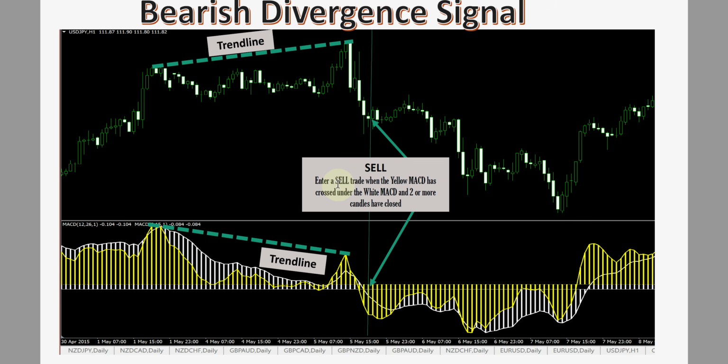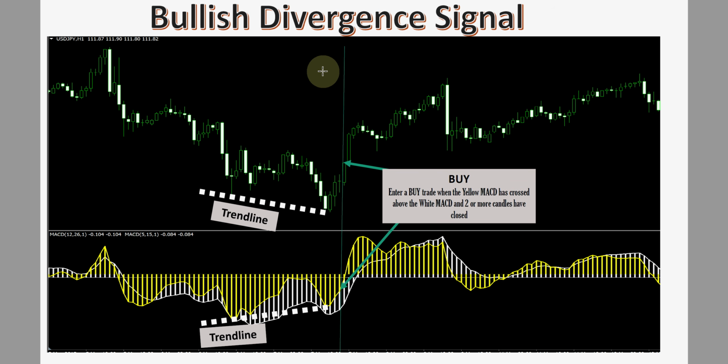But before then, we make sure that the smaller MACD has crossed down, and then we wait for two more candles, just to give ourselves some breathing space to make sure that the divergence is actually real before we short this trade. So we short the trade here following the divergence. Then bullish divergence is just the opposite of this.